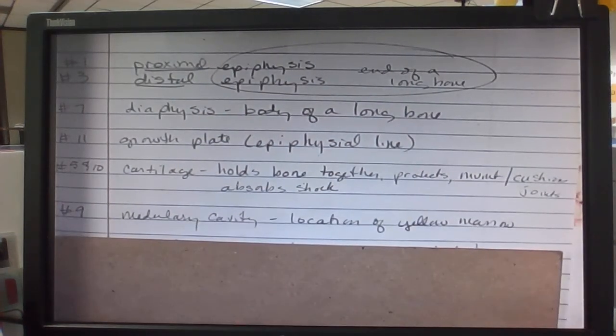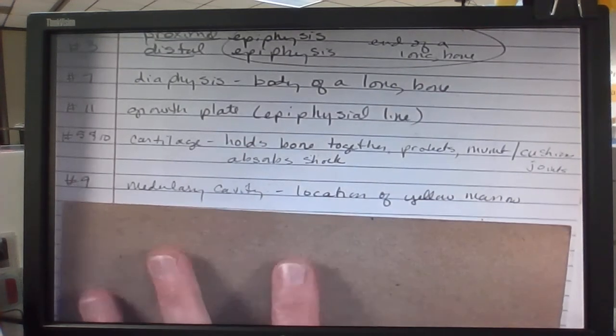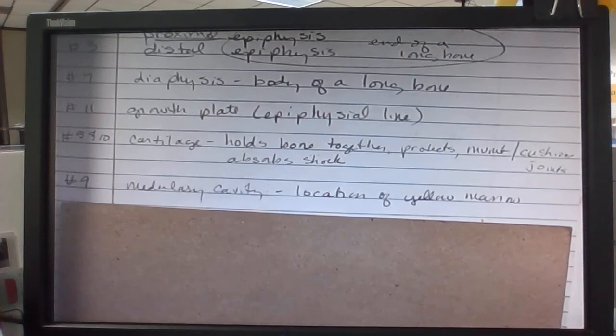Number 9 is called the medullary cavity. This is where yellow bone marrow is at. So number 9 is the medullary cavity, and that's where yellow bone marrow is.